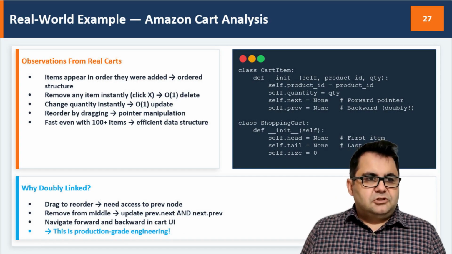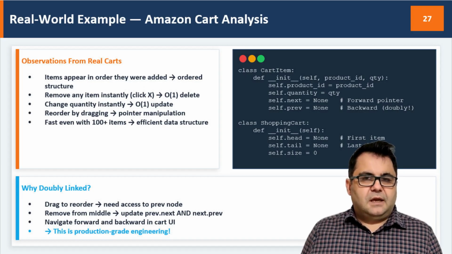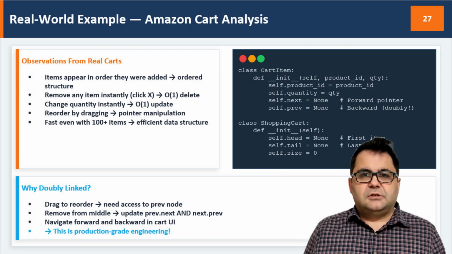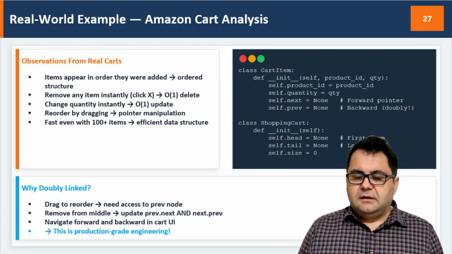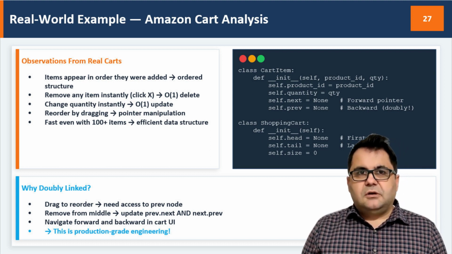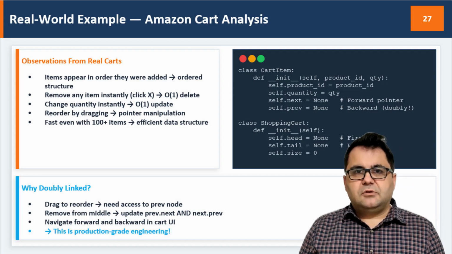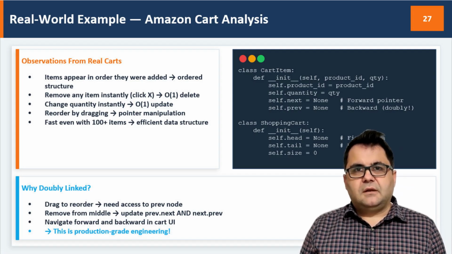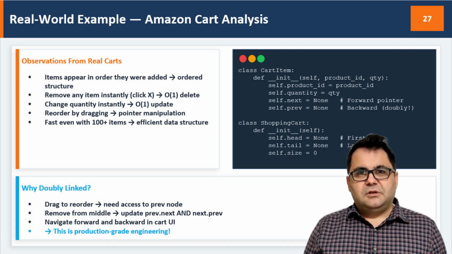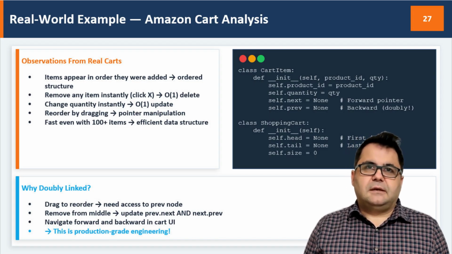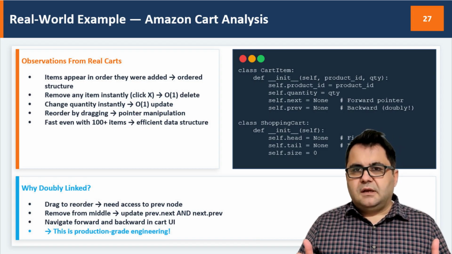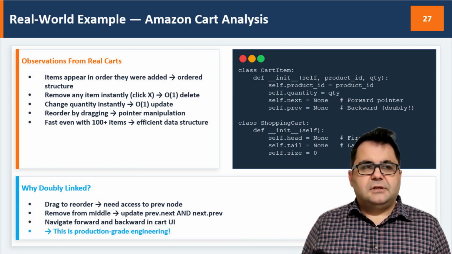Let's analyze Amazon's shopping cart real-world example. Observations. First, items appear in the order you added them. This suggests a linked structure, not a random hash table. Second, you can remove any item instantly by clicking X. This suggests O(1) deletion. Third, you can change quantity instantly. Again, O(1) update. Fourth, you can reorder items by dragging. This requires pointer manipulation. Fifth, page loads fast even with 100 items. Efficient data structure. Under the hood, Amazon likely uses something like this.